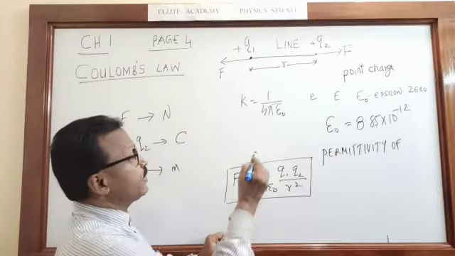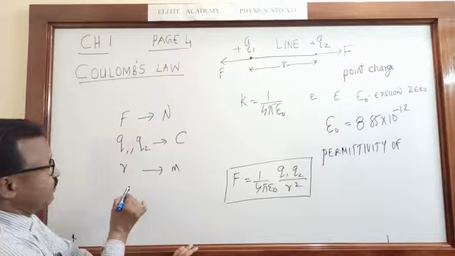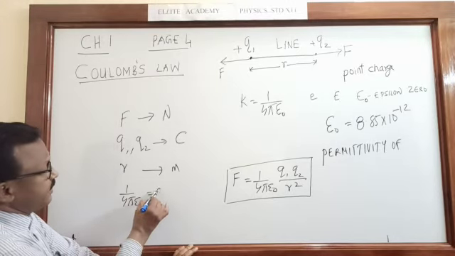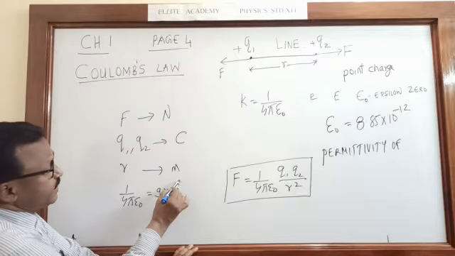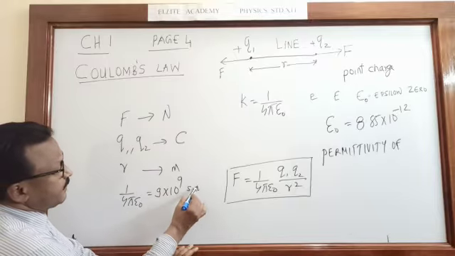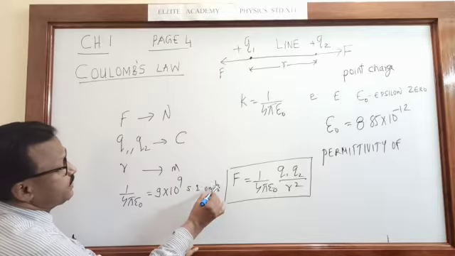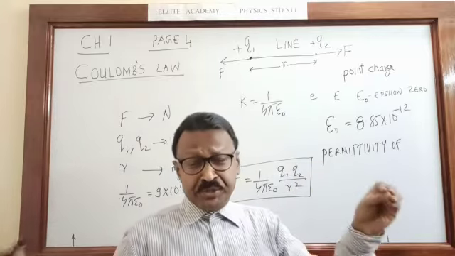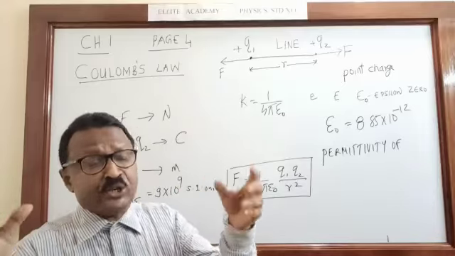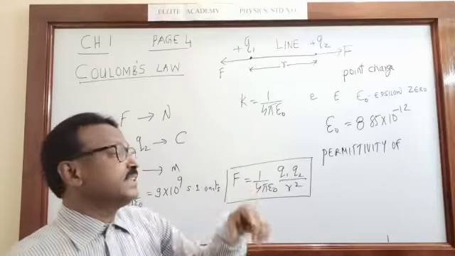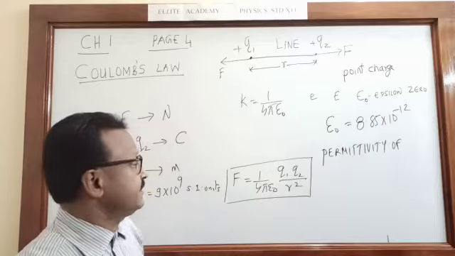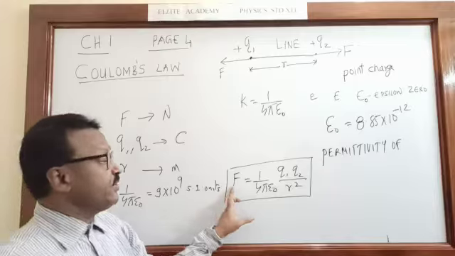And what is the value of 1 upon 4 pi epsilon 0? It is going to be 9 into 10 raised to 9 SI units. What are SI units? Everybody knows. That means the length, the distance, must be in meter, the mass must be in kilogram and the time must be in seconds. We usually say MKS system: meter, kilogram, seconds. This equation we want to remember.